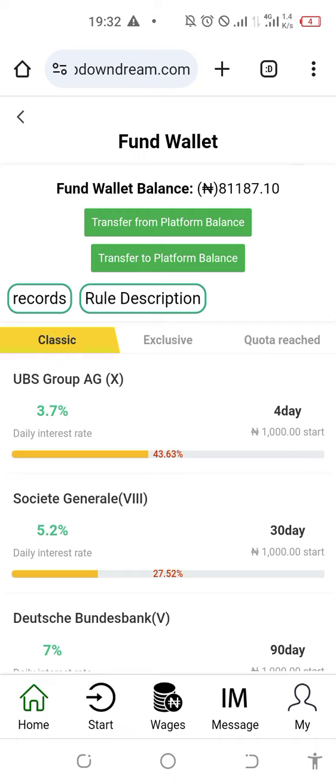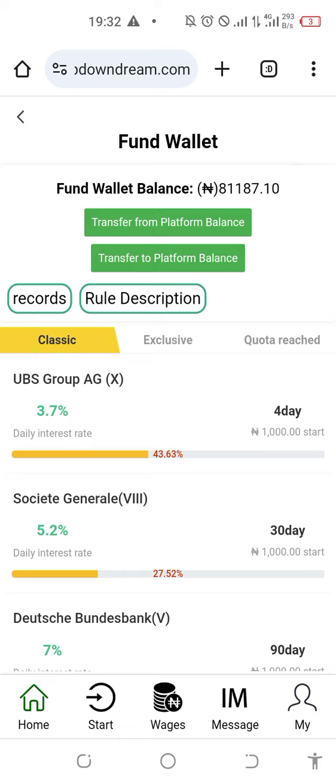So if I do, let's say, 1,000 naira, 3.7% of 1,000 naira is about 37 naira. So it means I'll be getting 37 naira for 4 days. 37 naira times 4 days, it will give us what? Mathematicians, do your calculation. It will give us 148 naira.